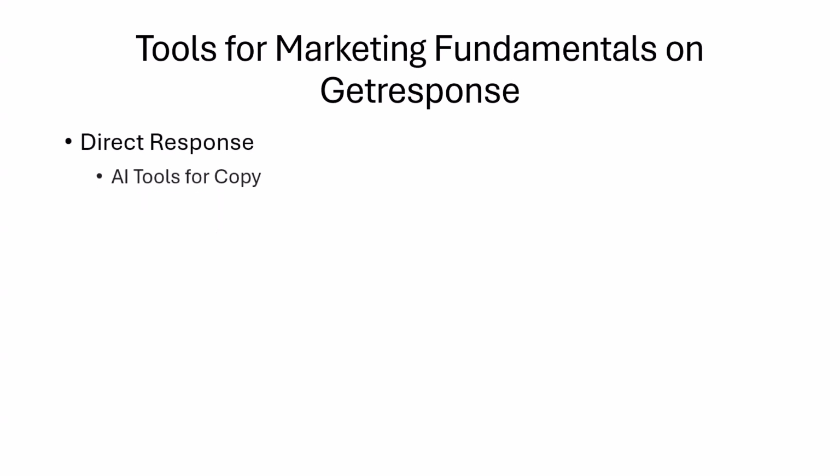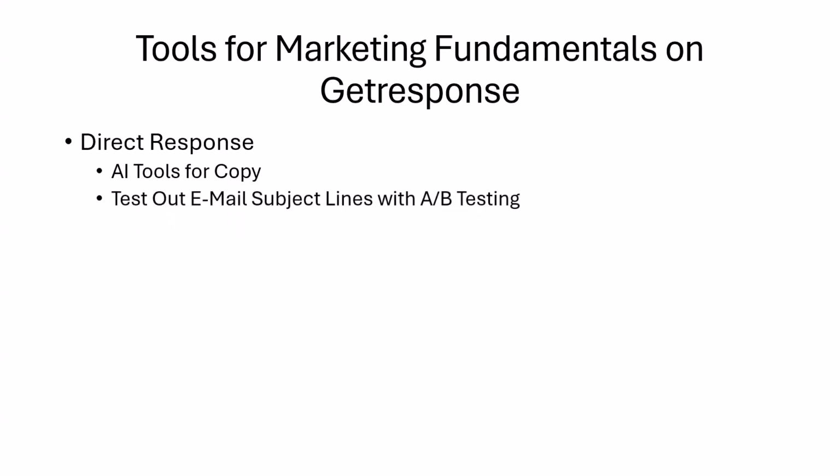In terms of direct response, there are AI tools for copy. Those are part of the upgraded program. But if you have ChatGPT, you can use that. ChatGPT is good enough for your AI copy. They do have A/B testing for your email and your subject lines. So if you want to test out your subject lines, you want to see which one converts better, there are tools inside of GetResponse to help you to be able to do that.